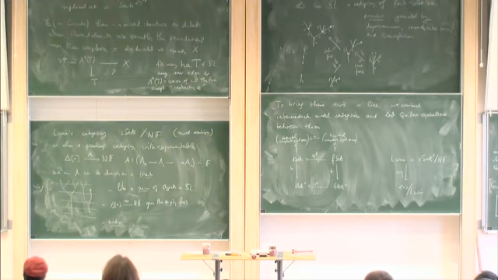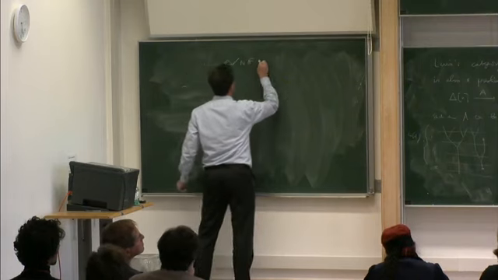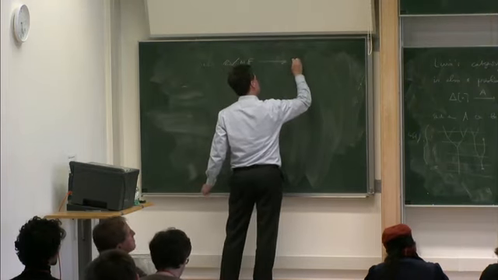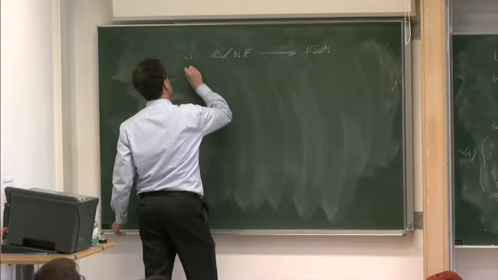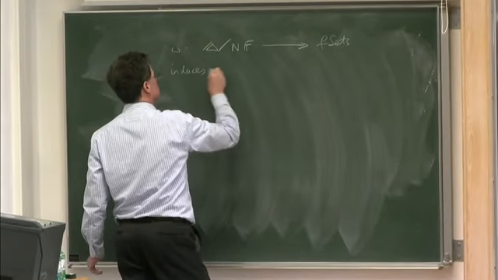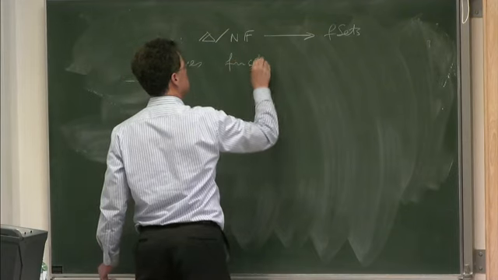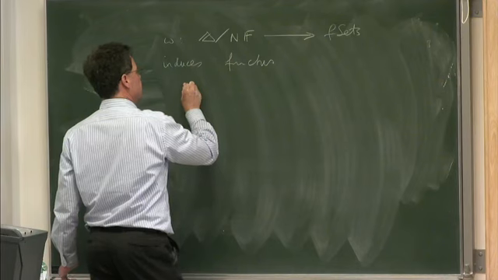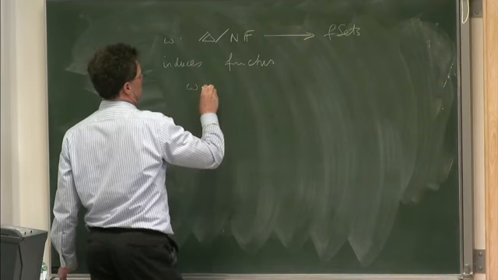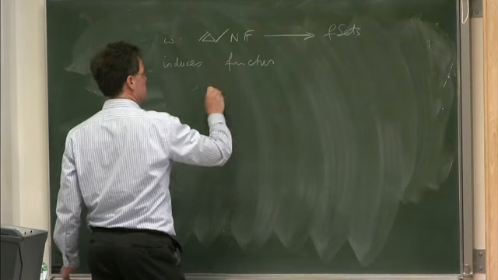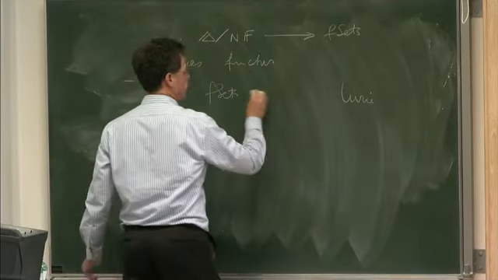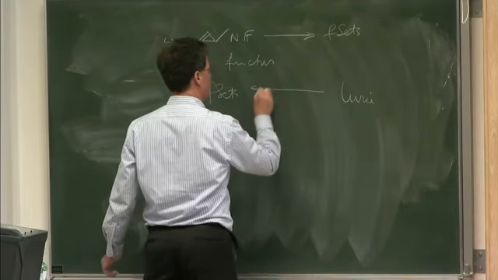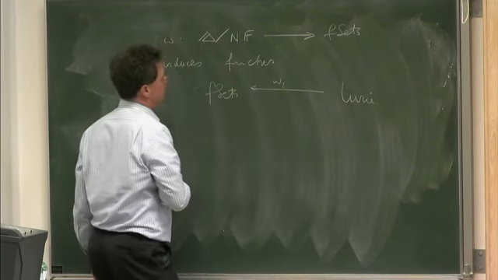So omega from delta over the nerve of f to f sets induces functors, omega, f sets. Let me try to keep the same direction. Lurie. So here is a functor which we call omega shriek. It's just a Kan extension of that functor.